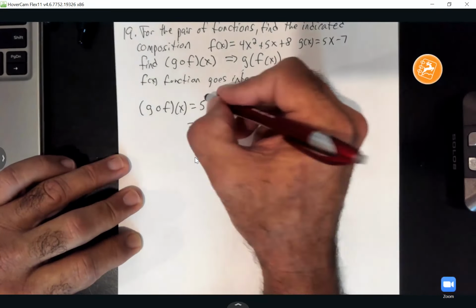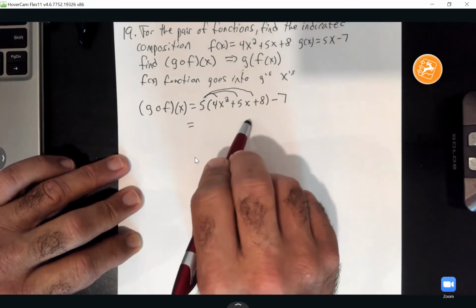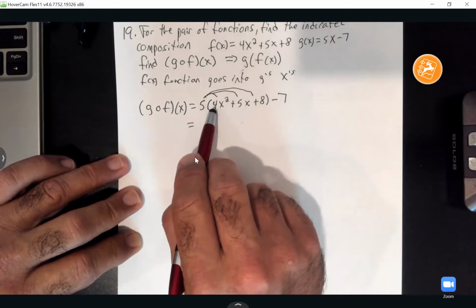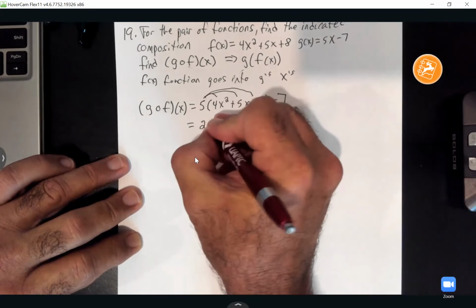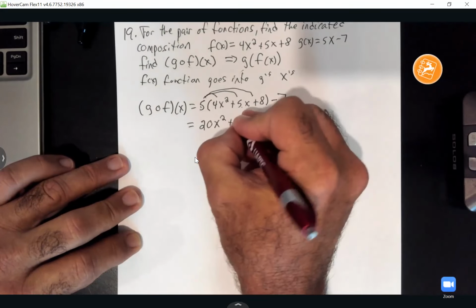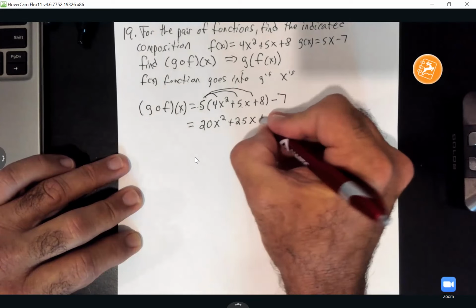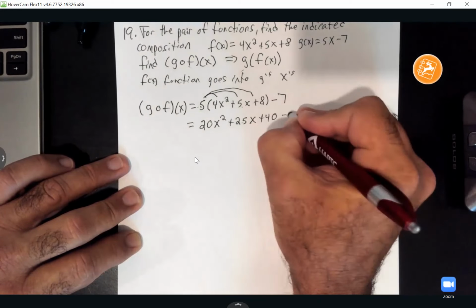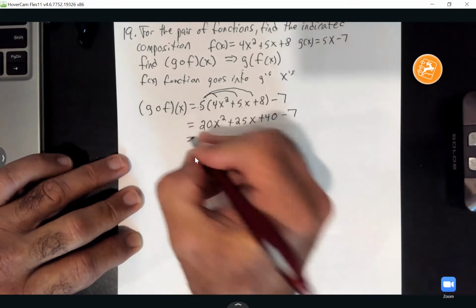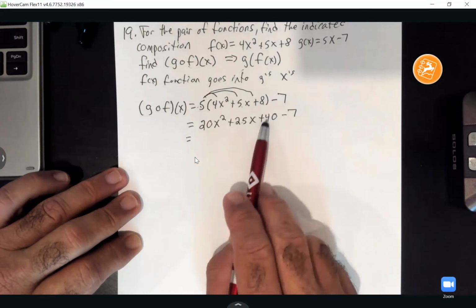All right, y'all. So the first thing we got to do, distribute the 5 through the parentheses. So 5 times 4 gives us 20x squared. 5 times 5 gives us 25x. 5 times 8 gives me 40. And then at the end is my -7. And y'all remember my last step, I got like terms at the end.